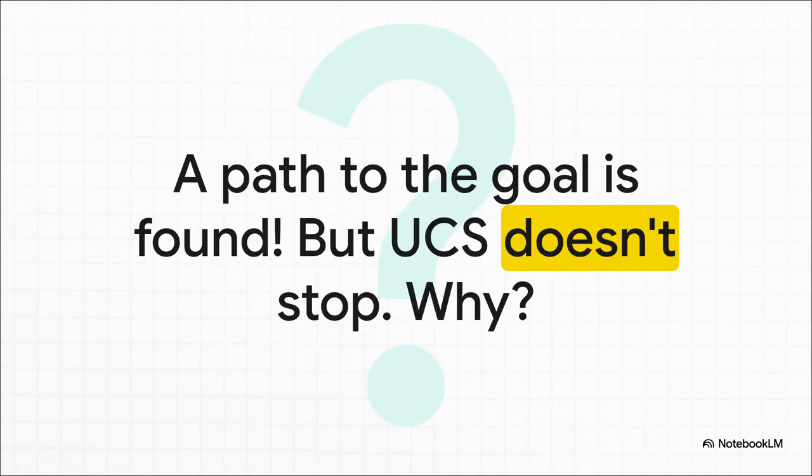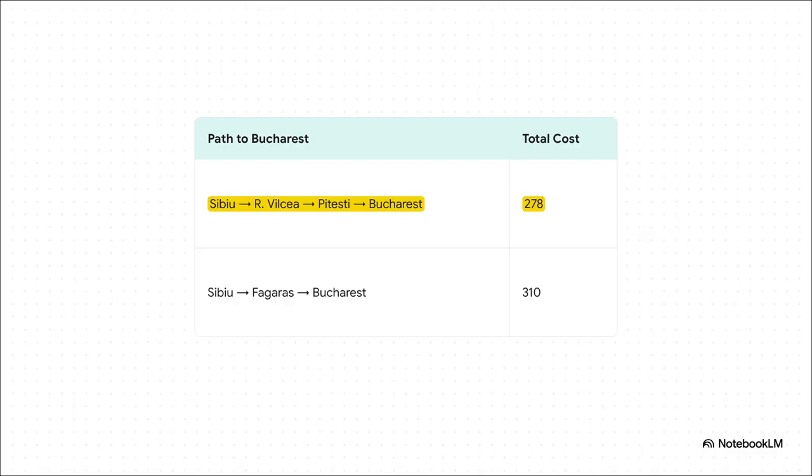Now hold on. Most algorithms would just call it a day right here. Goal found, we're done. But not UCS. It looks at the solution, and it keeps going. Now why on earth would it do that? We found a path. What more could there possibly be? Here's why. Because it knows there are still unexplored paths on its list that are cheaper than the 310 cost solution it just found.